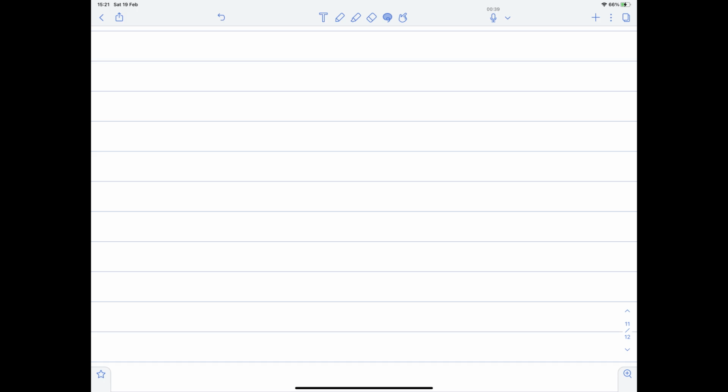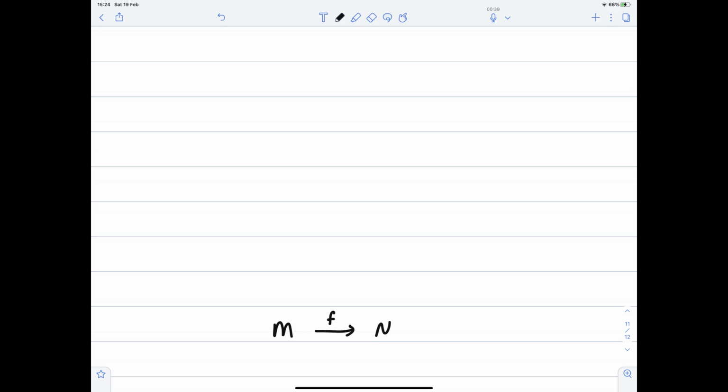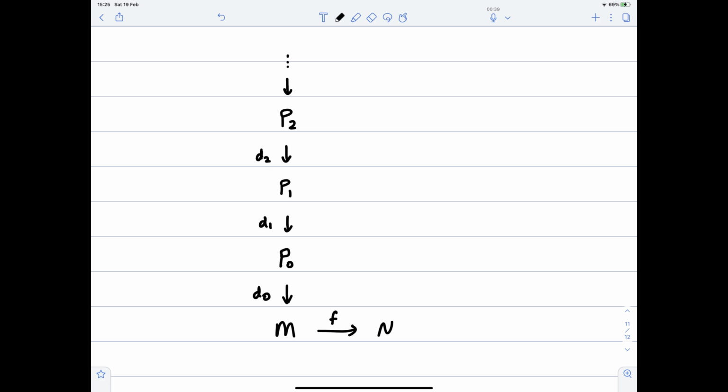Here's how to lift an R-module map into a chain map on the level of projective resolutions. Let F be an R-module map from M to N. Let P be a projective resolution of M. And let's label the maps. Let Q be a projective resolution of N. And again, we'll label the maps.